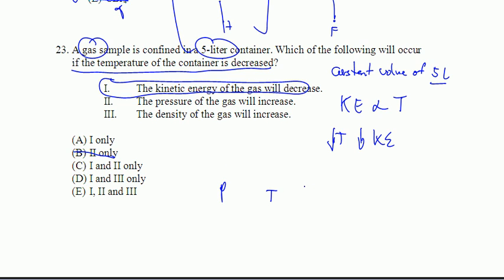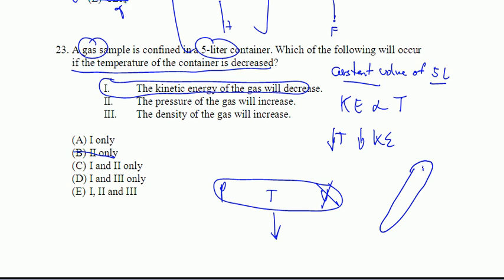All right, let's think about our PTV stick. We know that volume is constant. So if T goes down, the whole thing is going to look like this. And P would also go down. So pressure will decrease, not increase. So we can get rid of 2 as an option. So it's between 1 and 3.